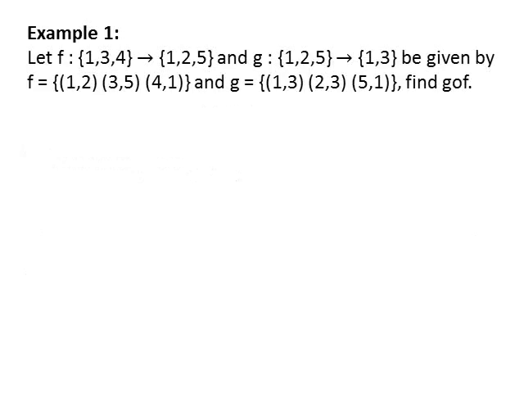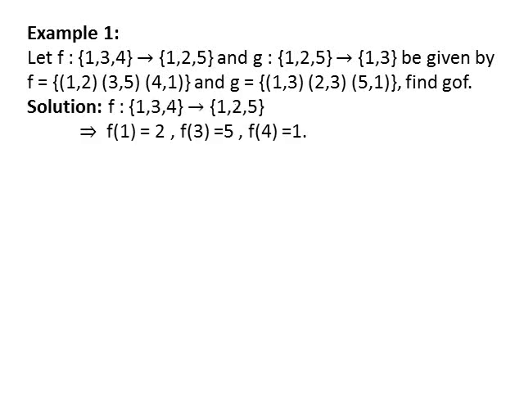Let's discuss some examples. First one is, let f map from the set containing the elements 1, 3, 4 to the set containing the elements 1 to 5, and g is a function defined from the set containing the elements 1 to 5 to the set containing the elements 1, 3. f contains the ordered pairs (1, 2), (3, 5), (4, 1) and g contains the ordered pairs (1, 3), (2, 3), (5, 1).